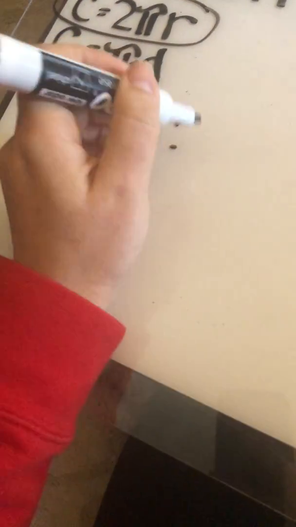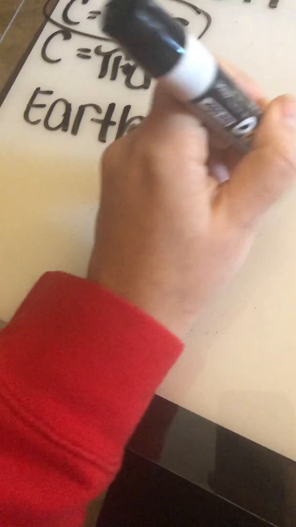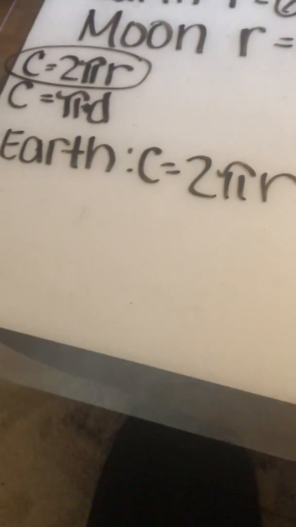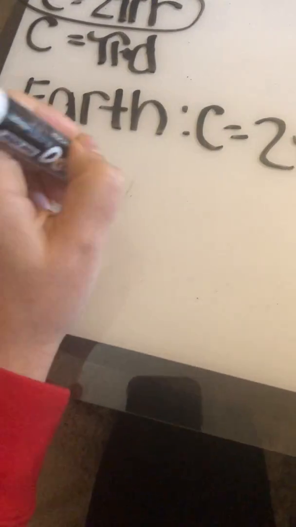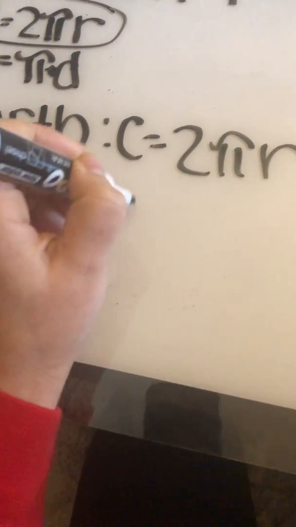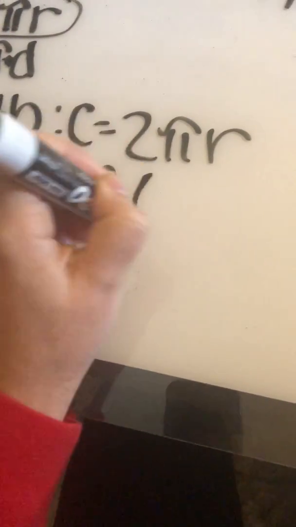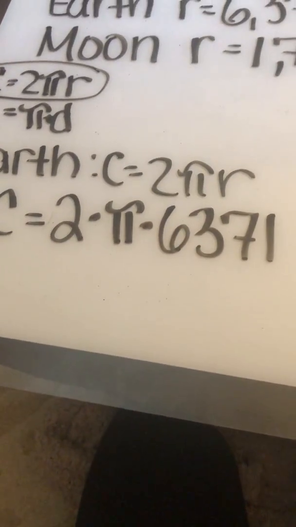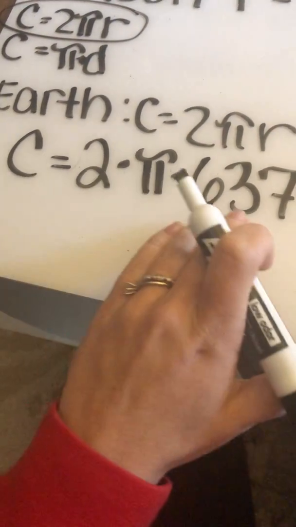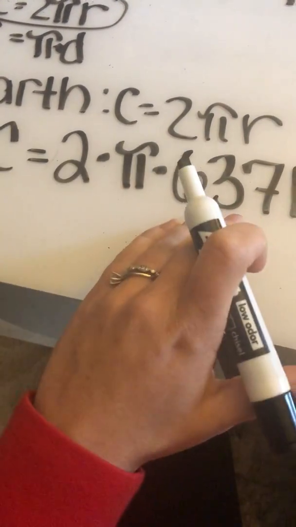And we're going to use C equals 2 times pi times r. Okay, so we know that the radius of Earth is 6,371. So I'm going to plug that into my formula. So C equals 2 times pi times 6,371. Okay, and then using my commutative property, I know I can multiply these two numbers.